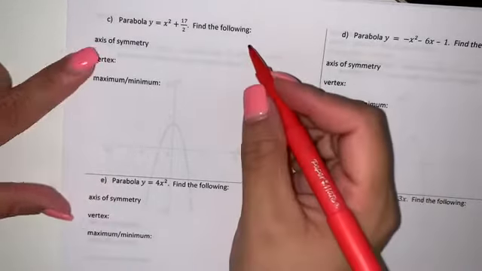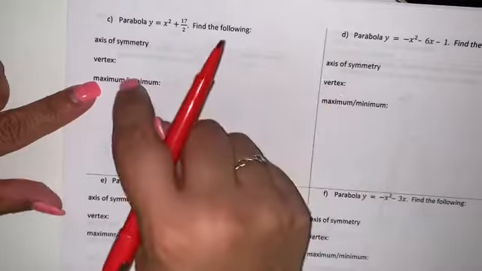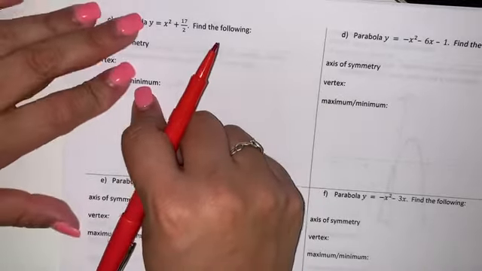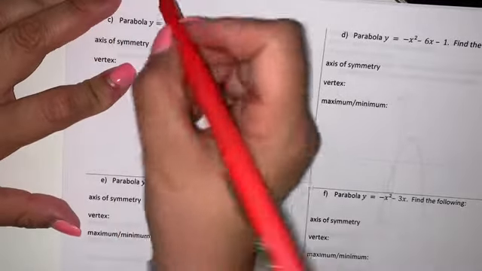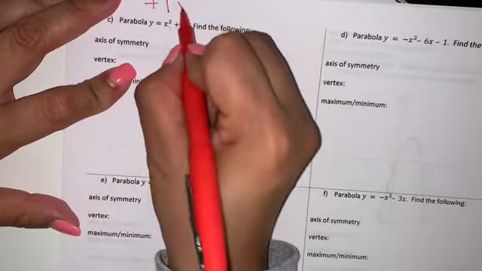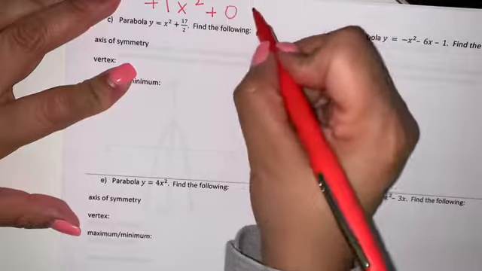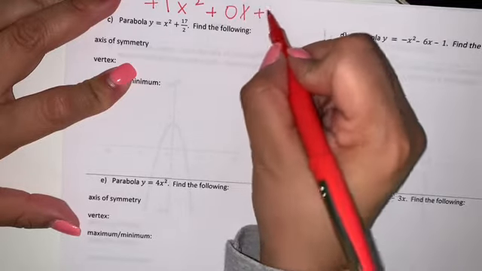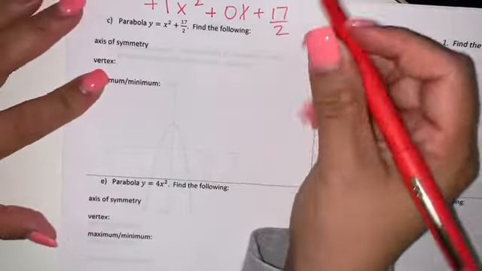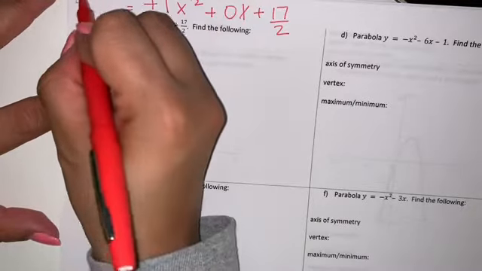Okay, C is going to be a parabola, y equals x squared plus 17 over 2. It's asking you to find the axis of symmetry, the vertex, and then state if it's a minimum or maximum. Okay, so this is going to be a positive 1x squared plus 0x plus 17 over 2. I'm writing it in standard form.